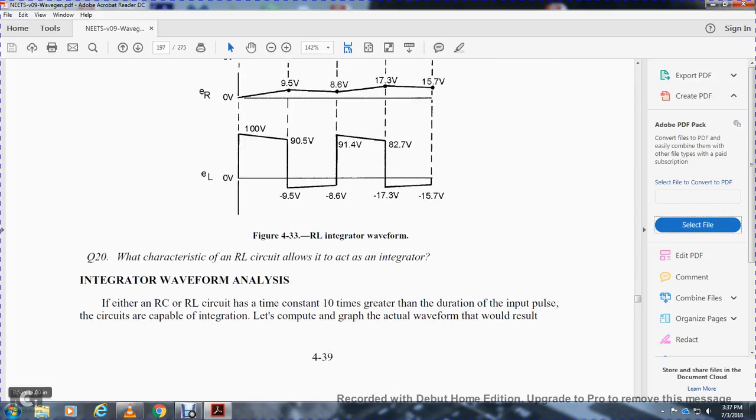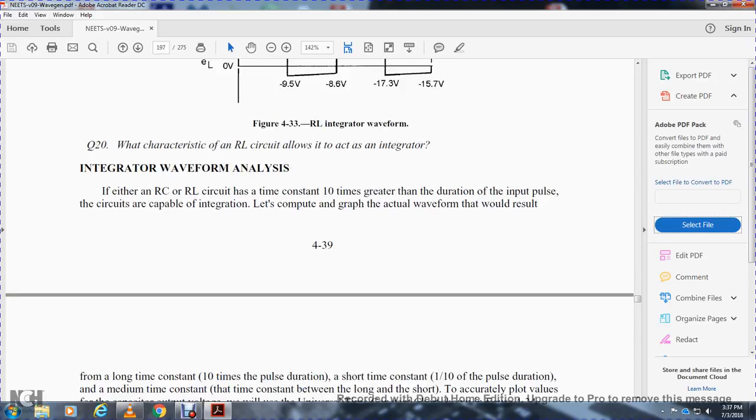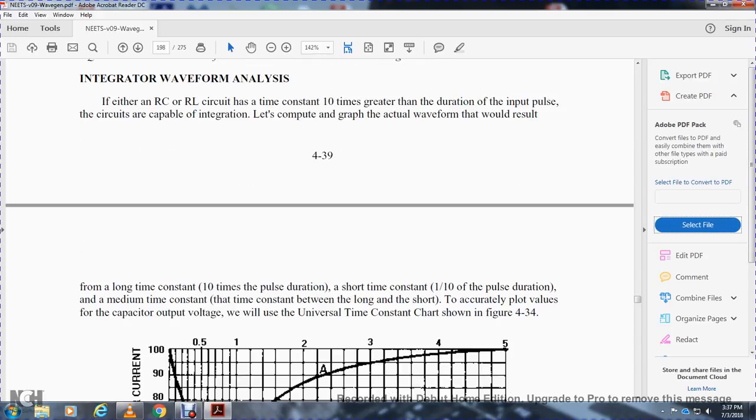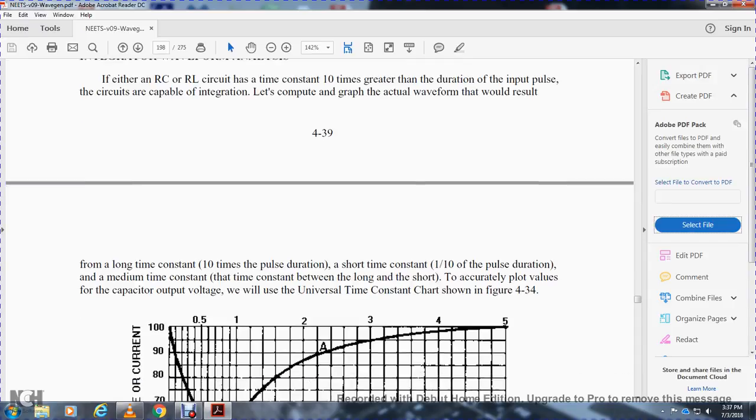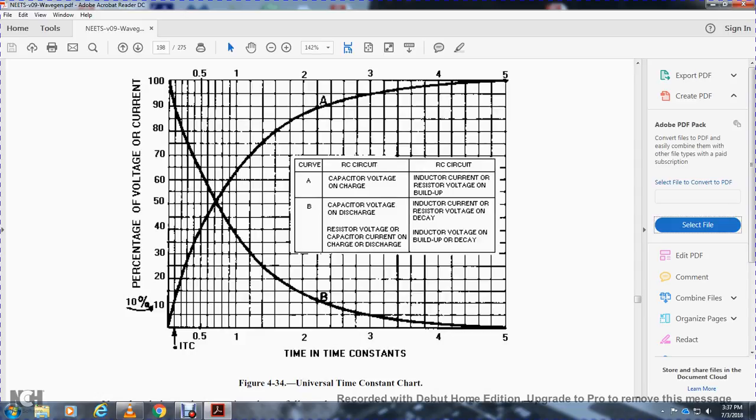Integration waveform analysis. Either RC or RL circuits with a time constant 10 times greater than the duration of the input pulse are capable of integration. Let's compute graphically the actual waveform that would result with a long time constant of 10 times the pulse duration, a short time constant of 1/10 of the pulse duration, and a medium time constant between the long and short. For accurate values of the capacitor output voltage, we will use the universal time constant chart shown in figure 4-34.